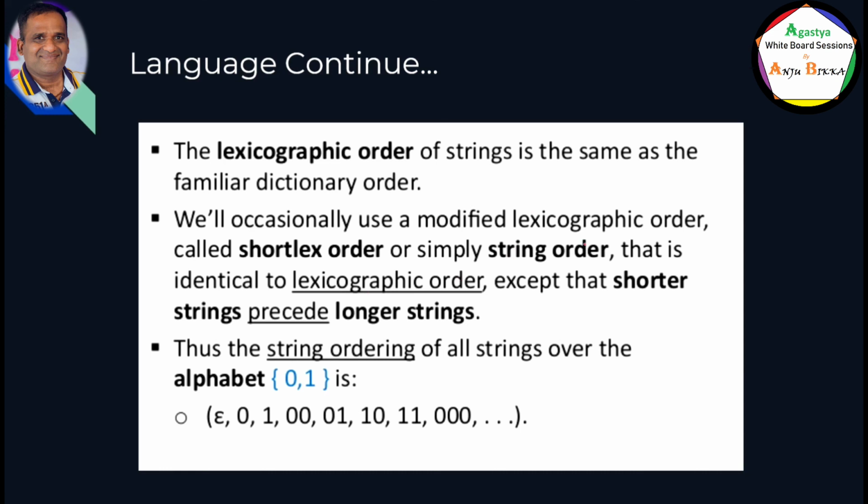Now the language continues. So what is the lexicographical order of strings? It is nothing but the same order we are familiar with as the dictionary order. That's what lexicographical ordering is. And the set of all strings over an alphabet is an infinite set of all strings over this alphabet of any length.